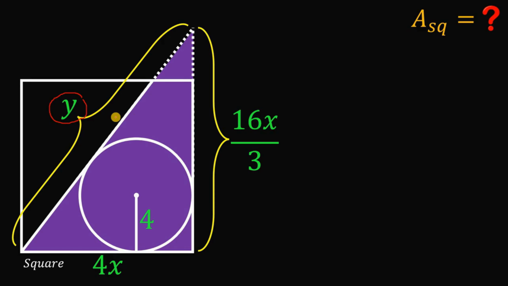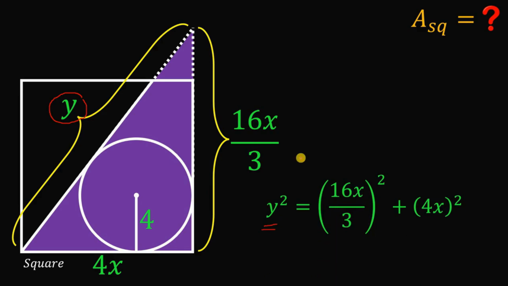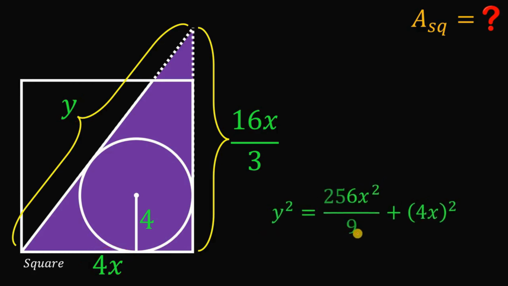So, how to do that? We will use the Pythagorean theorem. So, we have here y squared, the hypotenuse, equals (16x over 3) raised to the power of 2 plus (4x) raised to the power of 2. Alright, now let's simplify. (16x over 3) raised to the power of 2 will give us 256x squared over 9. And (4x) raised to the power of 2 will give us 16x squared.